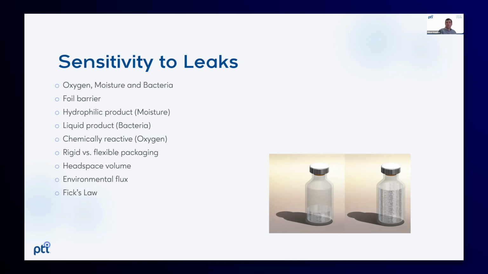If you had a smaller sachet of a product that's also oxygen sensitive, if you have a 20 micron leak in that small sachet, because the headspace within that package is that much less, that 20 micron defect will impact the headspace of that container that much more quickly.